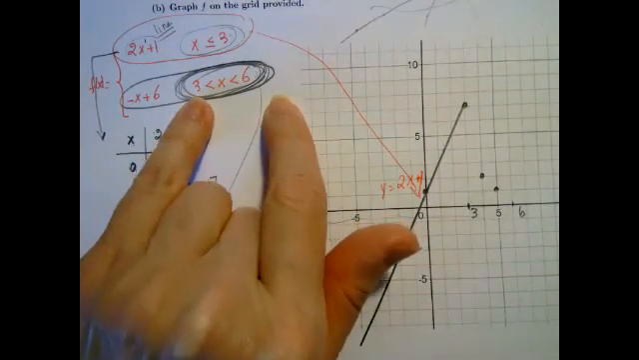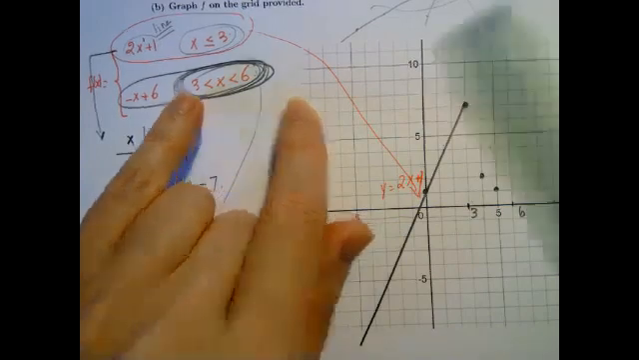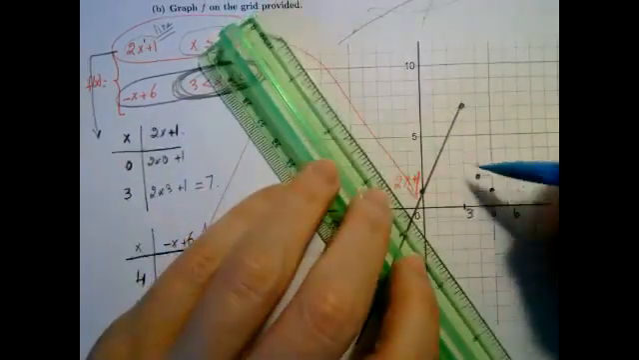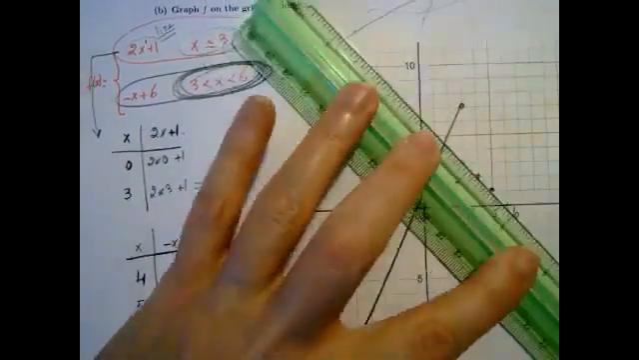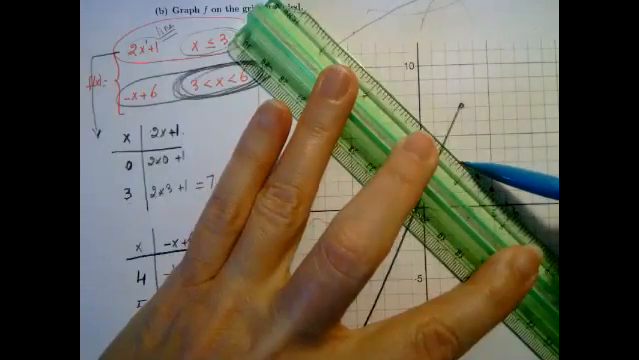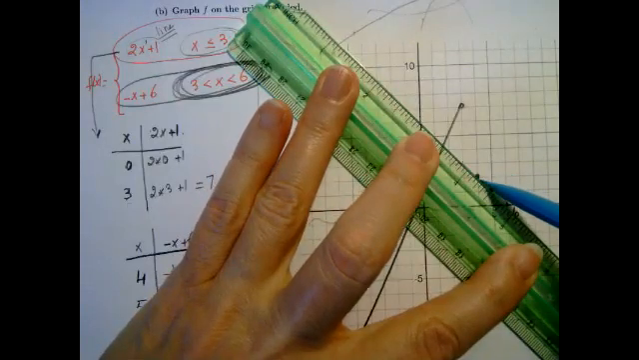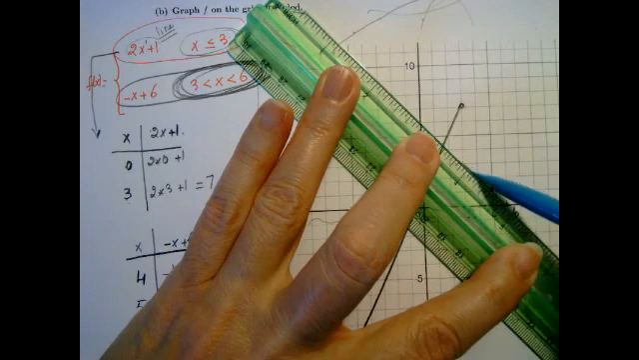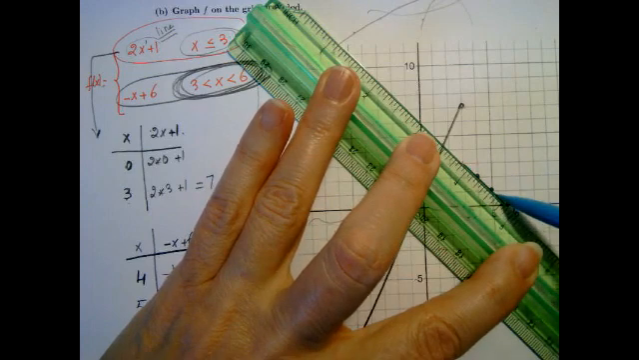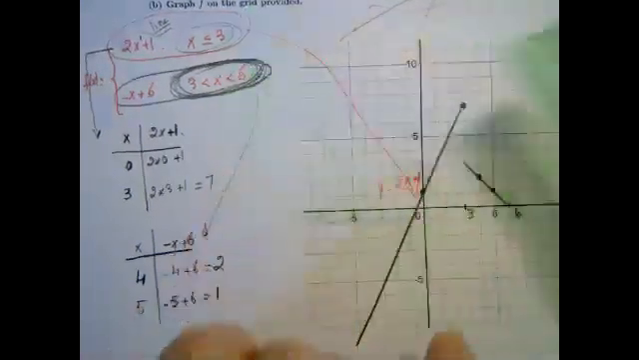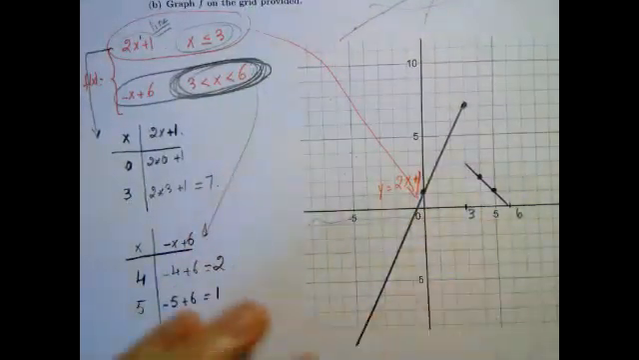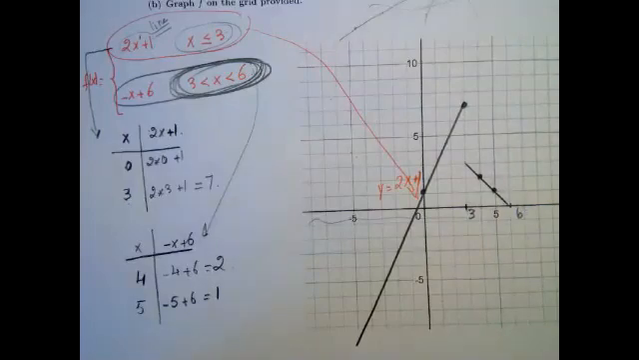Only between 3 and 6. So this is 3 and this is 6. I need to draw my line between them. So that's going to be my line. Remember, that's only the piece. I will not keep going. It's between 3 and 6.